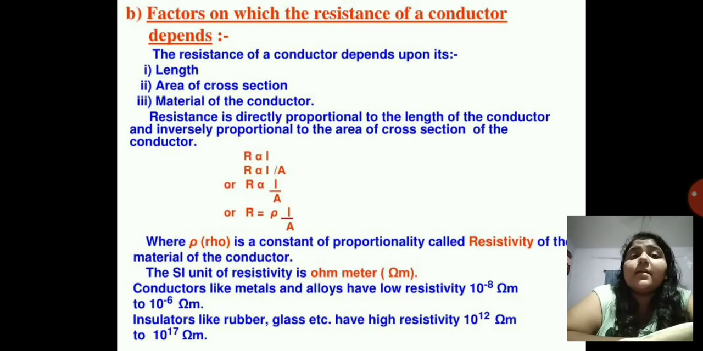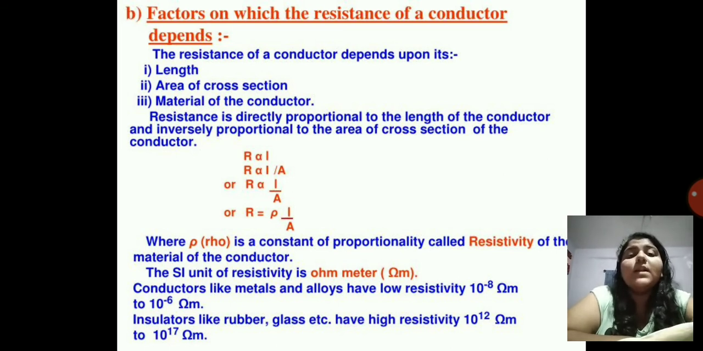So what are the factors on which the resistance of a conductor depends? The resistance of a conductor depends upon its length, the area of cross section and the material of the conductor. Resistance is directly proportional to the length of the conductor and inversely proportional to the area of cross section of the conductor. What does this mean? Suppose there is a pipe given over there, and the pipe is very long.